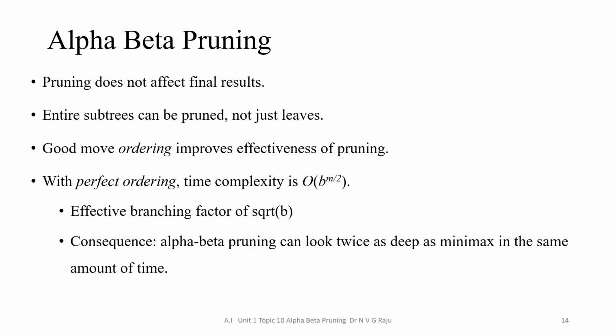Points about alpha beta pruning. Pruning doesn't affect the final results. Entire subtrees can be pruned, but we cannot prune leaves. Good move ordering improves the effectiveness of pruning. With perfect ordering, the time complexity is order of b to the power m by 2, an effective branching factor of square root of b. The consequence of alpha beta pruning is that we can look twice as deep as minimax in the same amount of time.